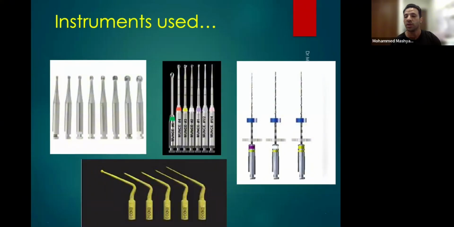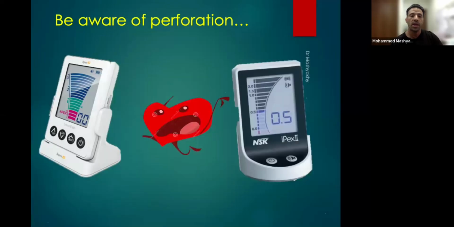Then eventually I use, as I said, this instrument, ultrasonic. I use a small file for calcified canals. I use the Muntz burr. This is a very long round burr. And it's very important, and be aware always to have an apex locator with you when you are working on a calcified canal or curved canal. Why?